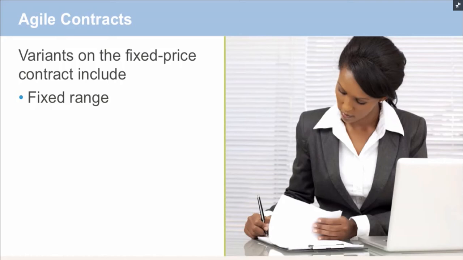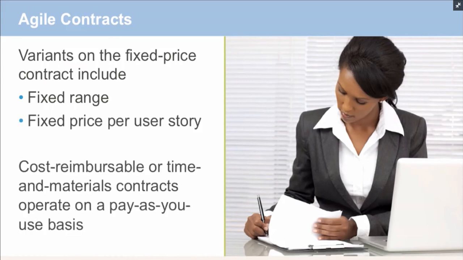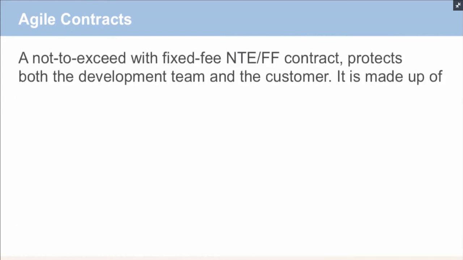Some variants on the fixed price contract include fixed range contracts. So we may have a range of cost between X and Y dollars, for example. Fixed price per user story. And then cost reimbursable or time and materials contracts operate on a pay-as-you-use basis. So it's in the client's hands to decide whether or not to pay the team to spend more time or more resources on developing additional requirements, making changes or enhancements, or fixing issues.